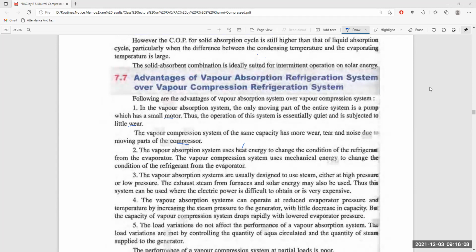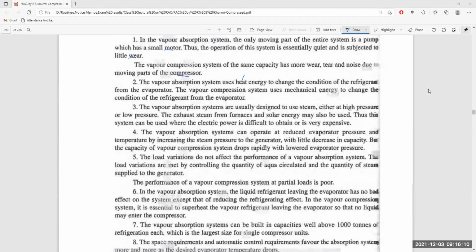Load variation does not affect the performance of a vapor absorption system. The load variation is handled by controlling the quantity of aqua circulated and the quantity of steam supplied to the generator. If your refrigeration load is reduced, you can safely control it by the quantity of aqua, meaning the quantity of water you are supplying, and the quantity of steam you are supplying to the generator itself to separate the absorbent from the refrigerant and water.